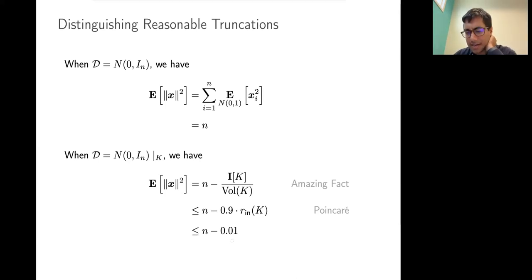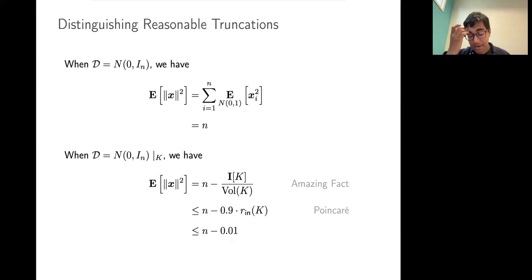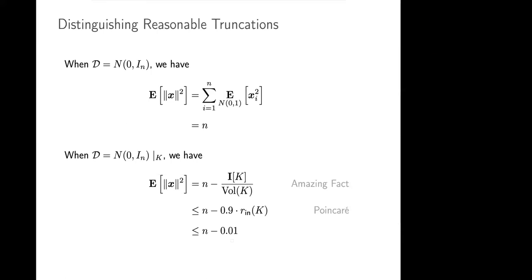What is the expectation of a radius? Sorry, what do you mean? Why does the expectation of x squared decrease if we condition? Previously the expectation is just n, but if we condition on the set K, then the expectation is less than n. Why do we have this decrease?